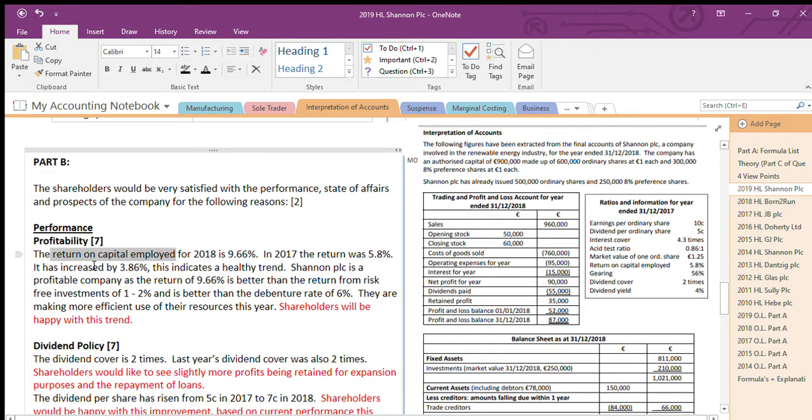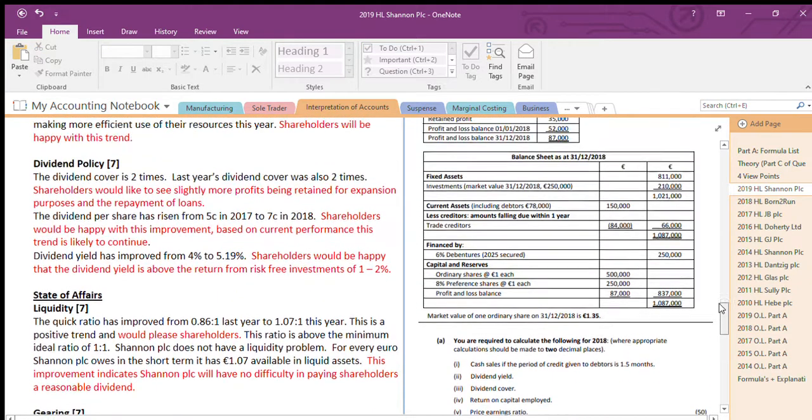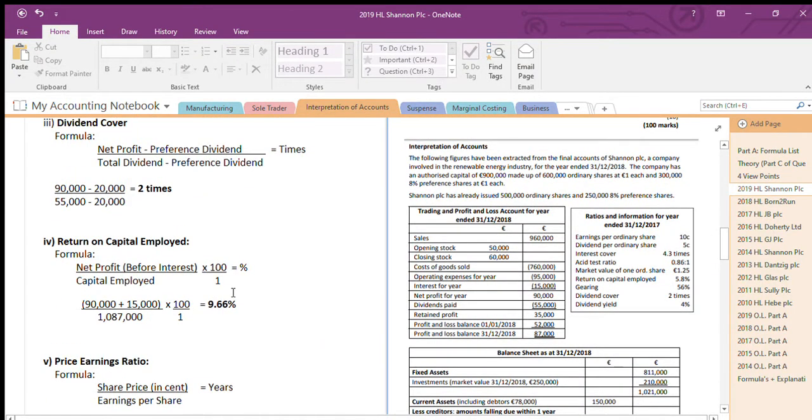And for profitability, you're going to need to comment on the return on capital employed. So that means you're going to need to find the formula for this question. You can see here that we were already asked to do that in part A. So if I go up to part A here, for my return on capital employed, we found out that the return on capital employed was 9.66%.